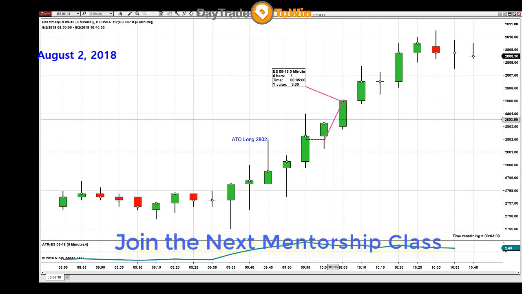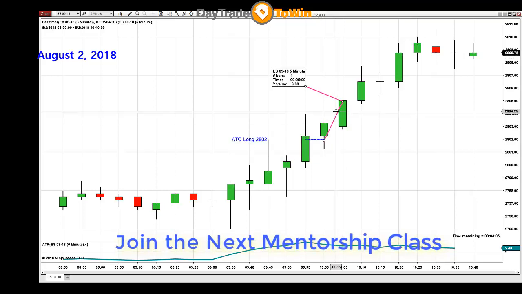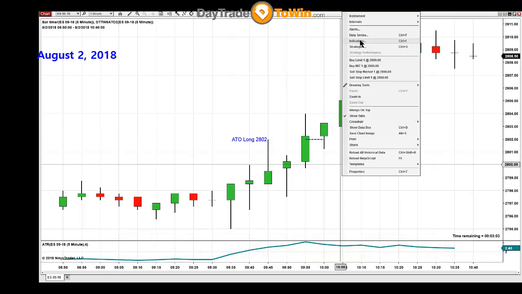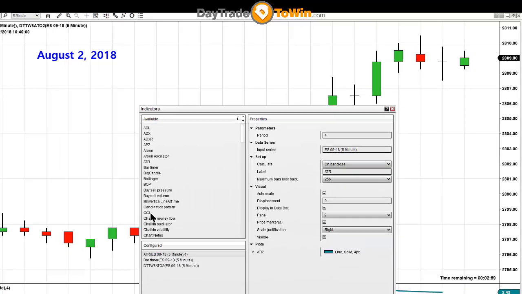As far as the Atlas Line is concerned, it really does work in the same way. Let me just remove that. Right click on the chart, choose indicators, and today's signal, August 2nd, for the Atlas Line.